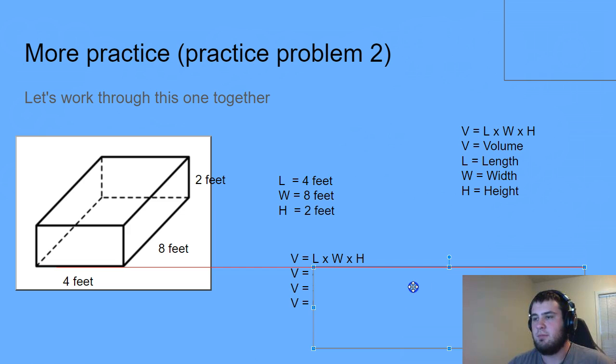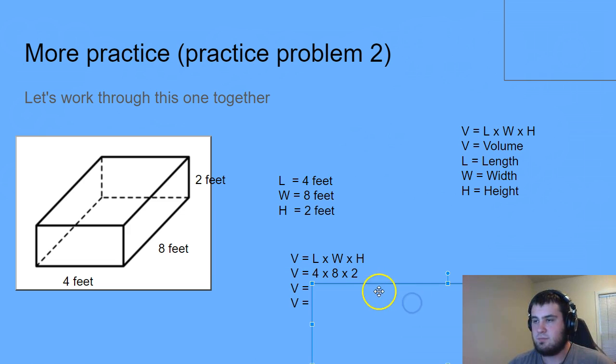Alright, now that you've filled out those numbers, let's see if you got it correct. So our volume is 4 feet times 8 feet times 2 feet. And again, I'm just going to multiply the first 2 numbers to keep things simple. And that's this next step here. So we have 32 times 2.